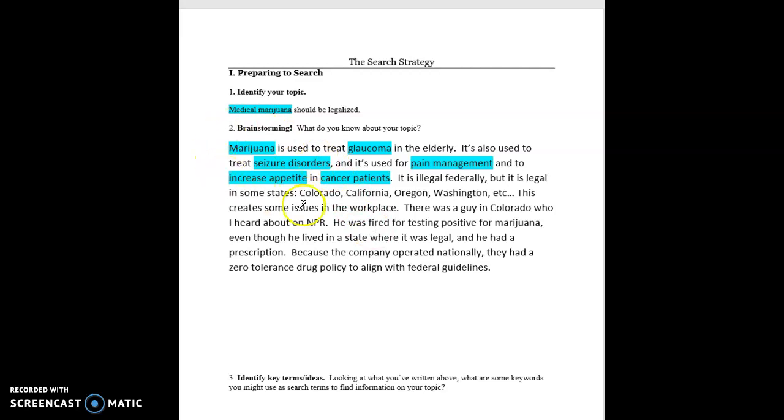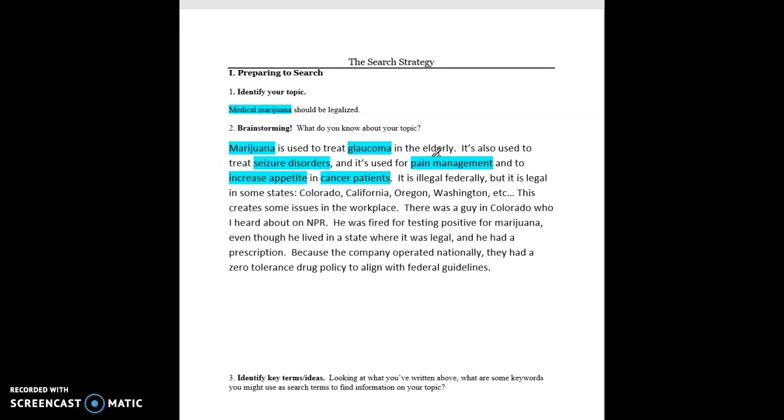So this first overarching theme, because I think when I look at my free write that I've identified 3 main themes, is the medical uses or the treatment aspects of medical marijuana, right? So I would keep that in mind as a potential search term, or just like an overarching theme, the treatment aspects.